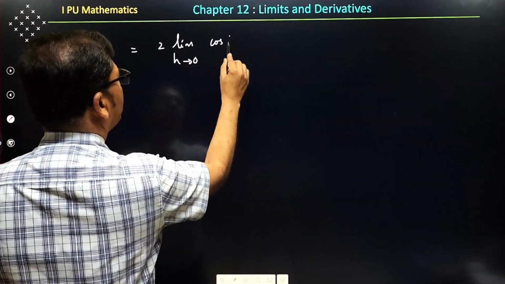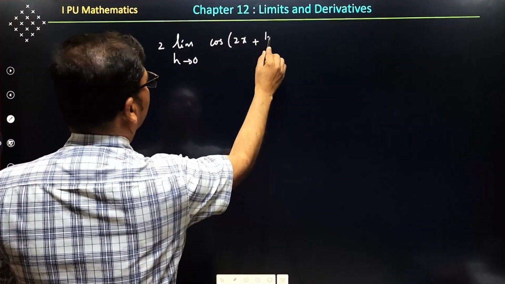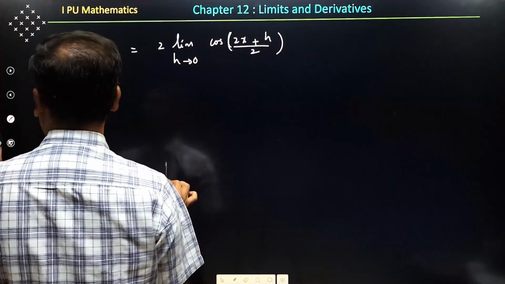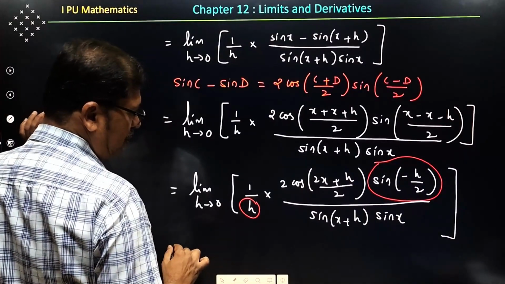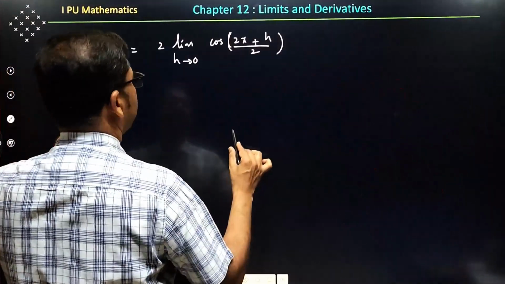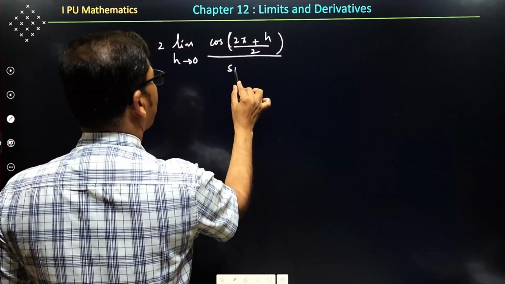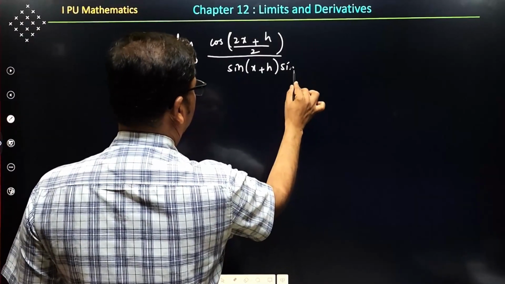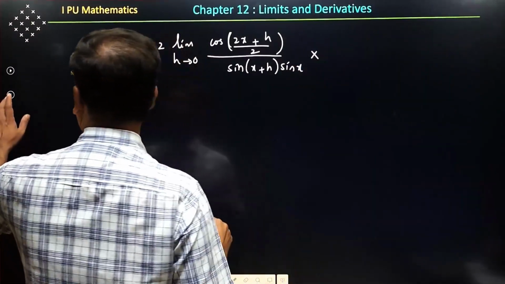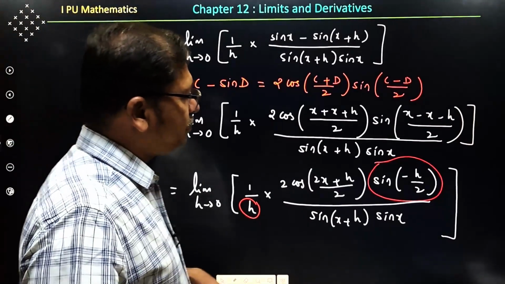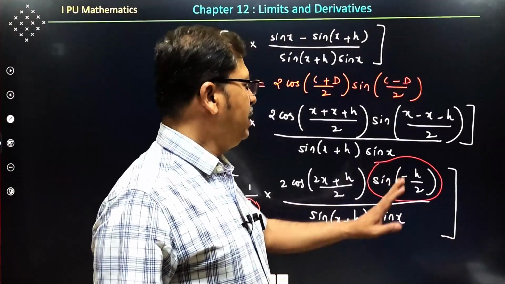Cos of (2x plus h) whole divided by 2. Okay. And then further in the denominator, sine of (x plus h) is there. Write this sine of (x plus h) as it is, sine of (x plus h) into sine x, into, see here, sine of minus h by 2.